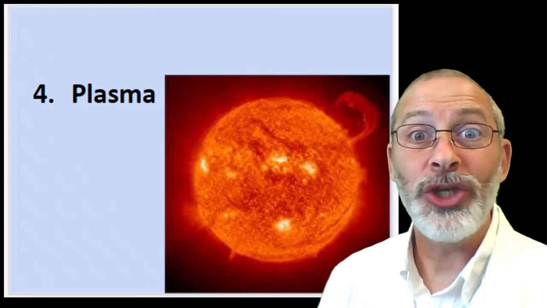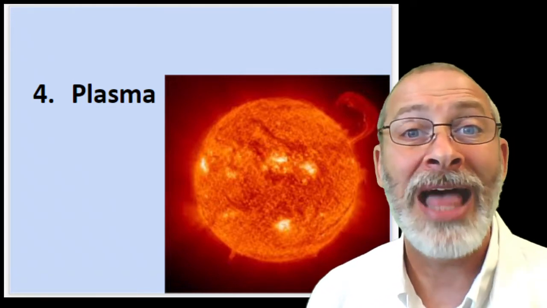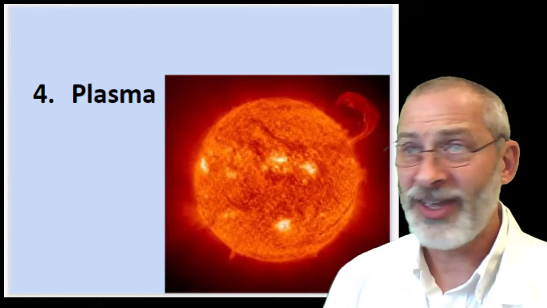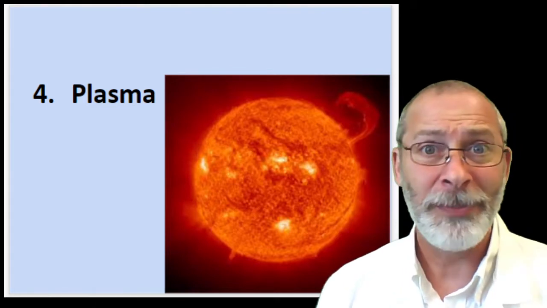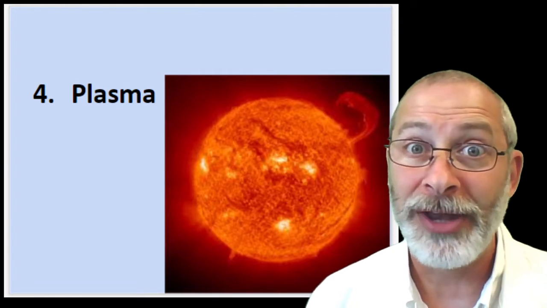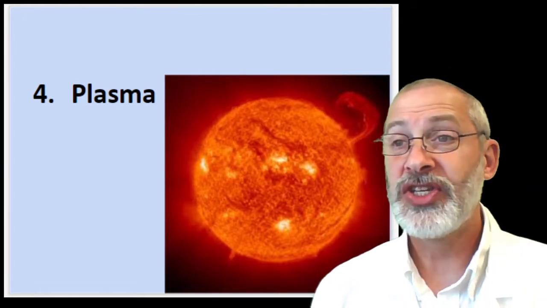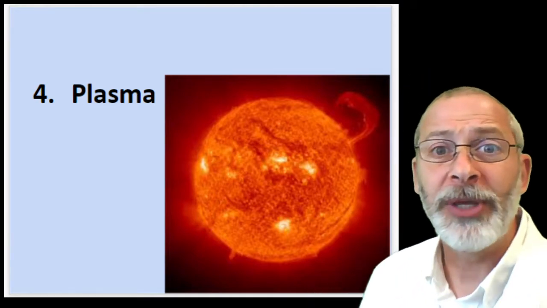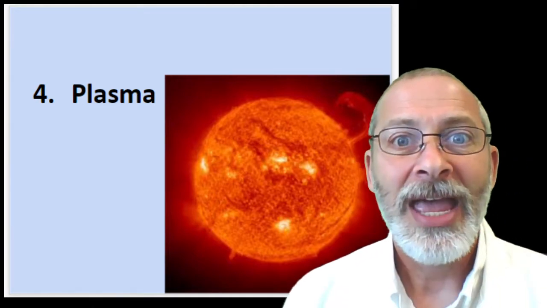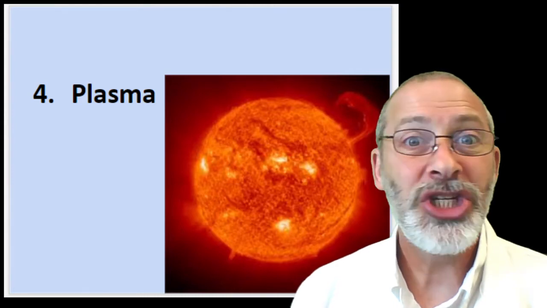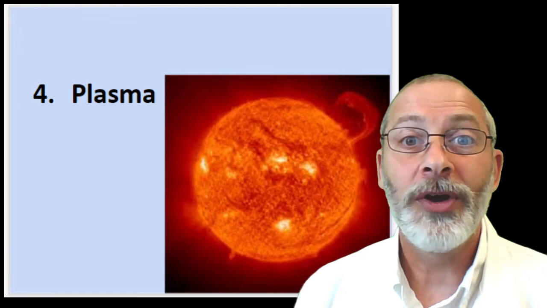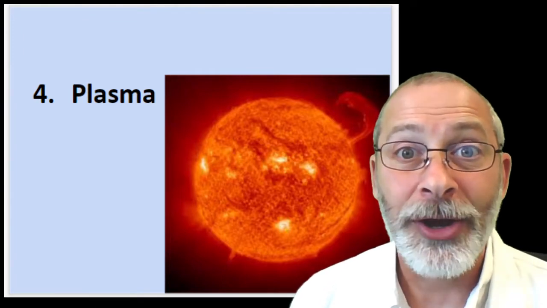The fourth phase of matter is plasma, and you see it every day. Every day you see an example of plasma. If it's daytime, it's going to be bright out, or at least brighter than nighttime, whether the sun is shining or not. But it's brighter because the sun is shining. And the sun is one gigantic ball of plasma, the fourth phase of matter.